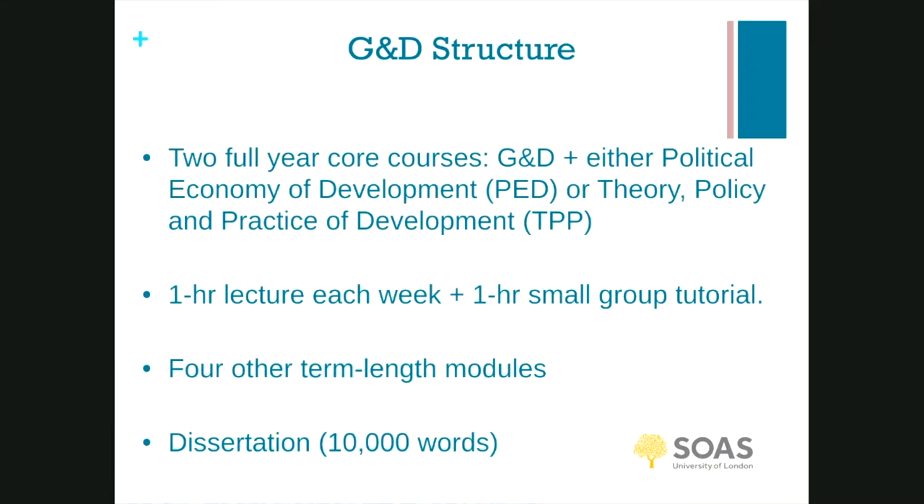So for all of these core courses, there are a 1 hour lecture and a 1 hour small group tutorial each week. So they are in total 20 week courses. They run over two terms, 10 weeks each term. And in each week, you'd have 2 hours of contact time, 1 hour of a lecture, and 1 hour of a small group tutorial, normally around 10 people in that tutorial.